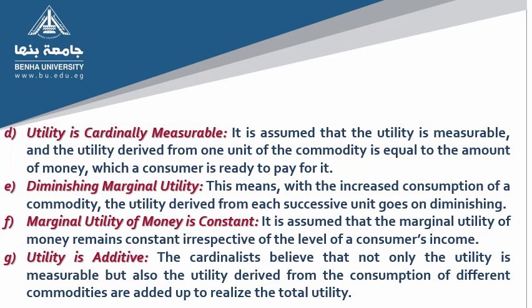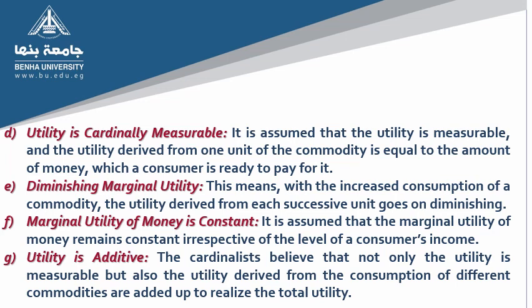Diminishing marginal utility. This means with the increased consumption of a commodity, the utility derived from each successive unit goes on diminishing, which means that additional consumption provides smaller and smaller increases in utility.